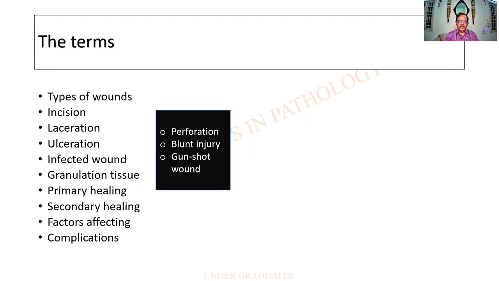Let us get familiarized with the terms. When such a question is asked, we should cover the types of wounds, incision, laceration, ulceration, an infected wound, granulation tissue, primary healing, secondary healing, factors affecting wound healing, complications. Moreover, there can be other modalities of wound. So these should be borne in mind because they might be independently asked as questions. For example, the granulation tissue, or primary healing, or secondary healing.